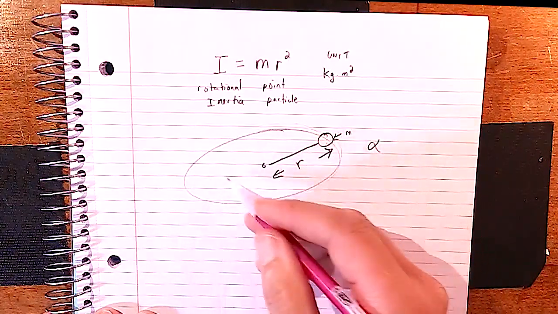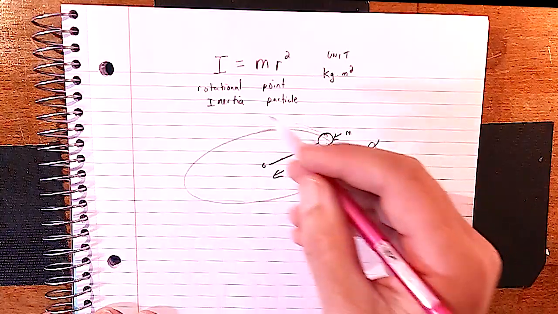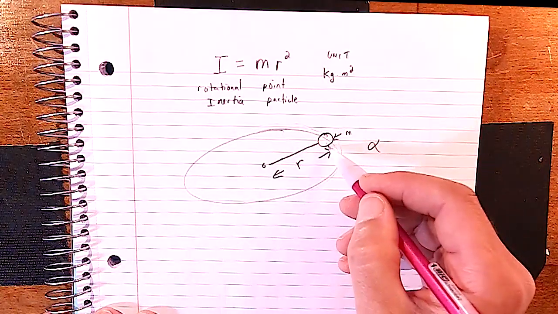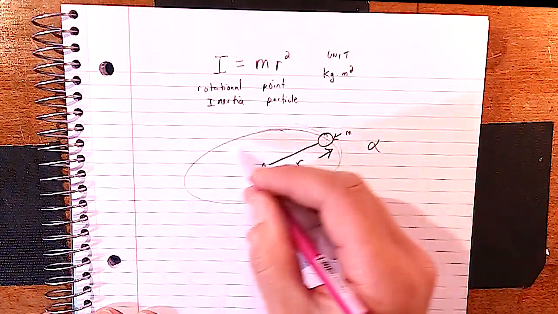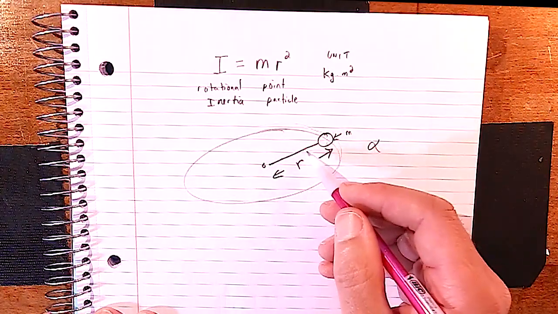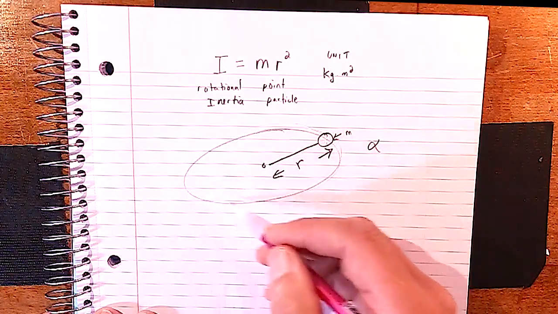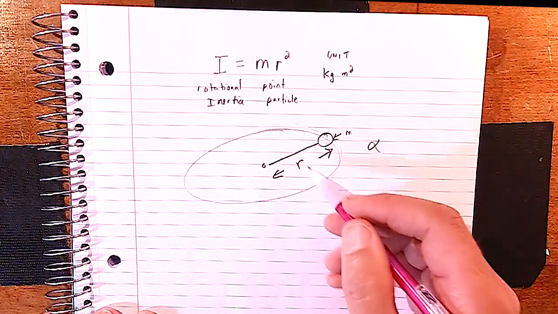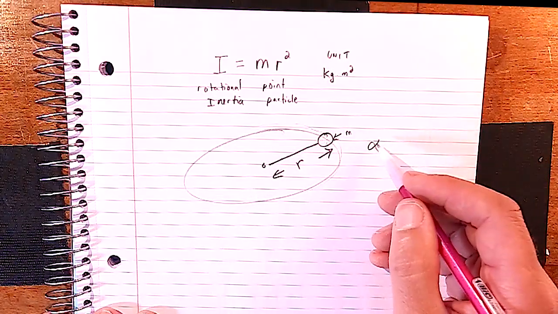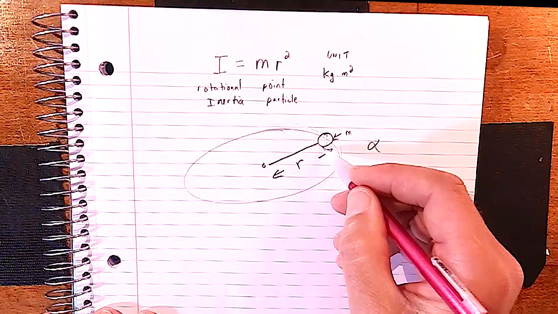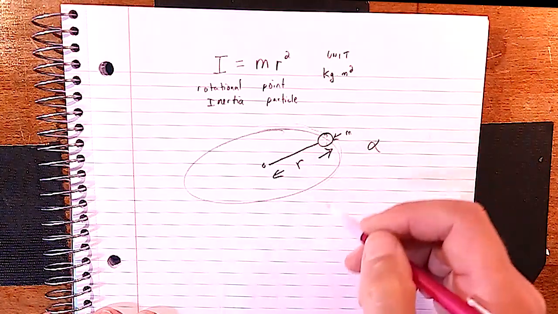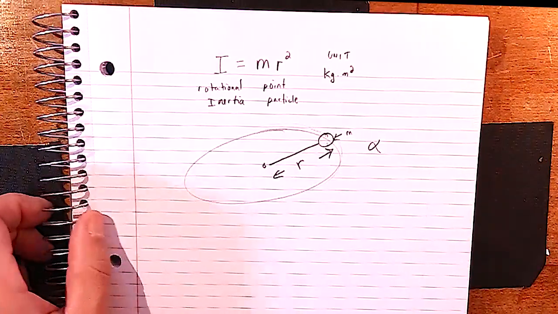Well, it wants to continue to spin. And the more mass we have, the more it wants to continue in that motion. If we want to speed it up and make it start to spin faster, we need to apply a net torque. And the more mass it has, the more difficult that is to do, or also to slow it down.